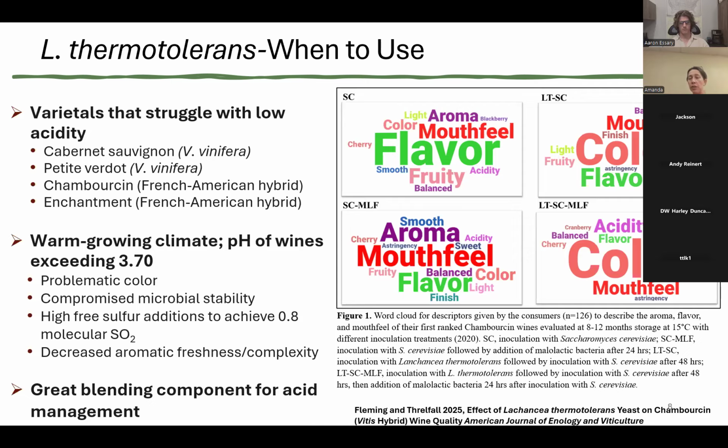But we found that with the Lachancea thermotolerans treatments, regardless of MLF activity or not, the wines were scored much higher by consumers in a sensory study for color. Mouthfeel and flavor were a little bit on the lower end. The wines were quite tart. So I think overall people really favored the Saccharomyces control for flavor and mouthfeel. But it is notable to see that color was really impacted in a positive way by the Lachancea thermotolerans, and again, it would be used as a great blending component.